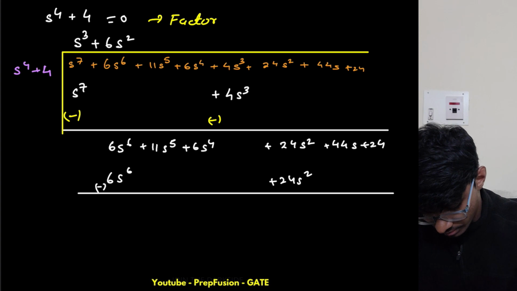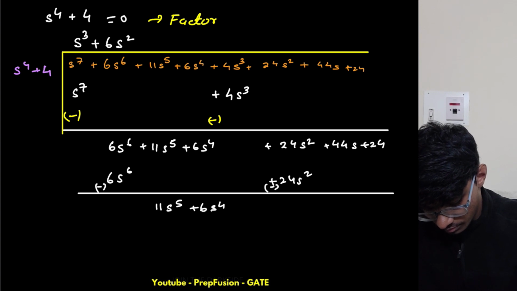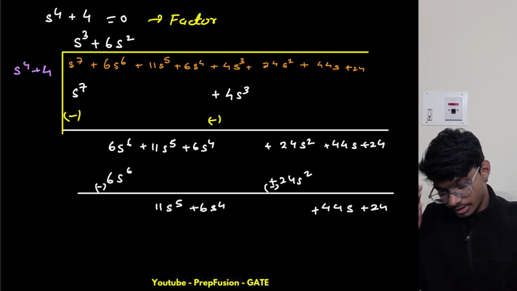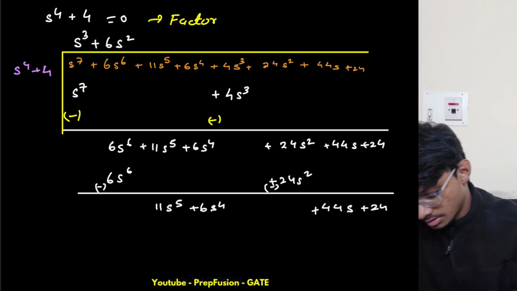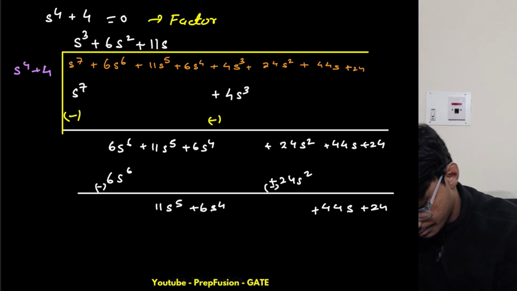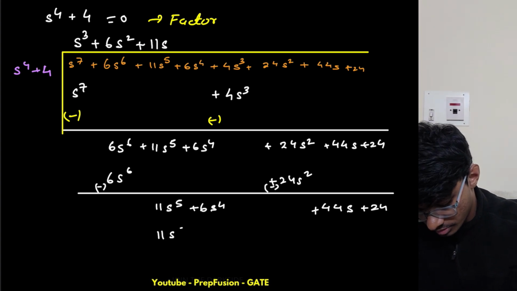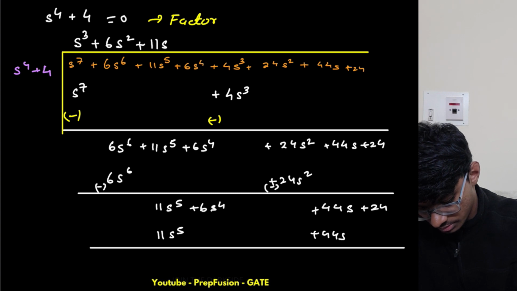I will be remained with 11s to the power 5 plus 6s to the power 4, and this is 44s plus 24, right? So now again what I do, again I multiply by 11s, right? If I multiply by 11s, what do I get? I get 11s to the power 5, and this will be plus 44s, right? So I will be remained with, I have to reduce the size just by a bit.